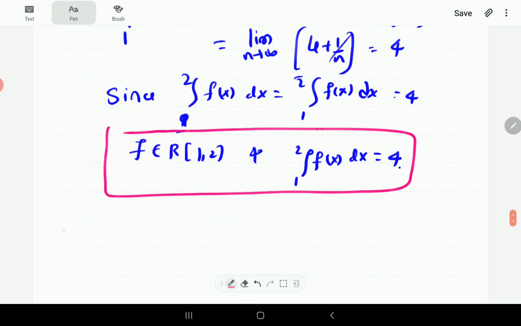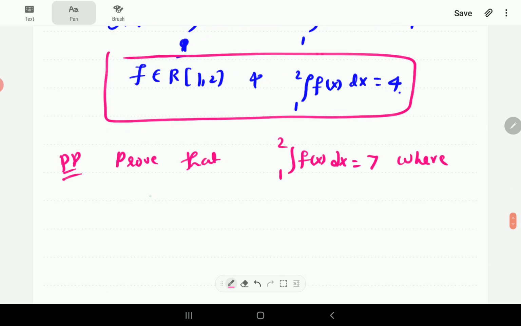Now I think I'll give you one for yourself to practice. You have to prove that the integration from 1 to 2 of f of x dx is equal to 7, where f of x is given by 2x plus 4. You can take x belonging to the closed interval 1 to 2. Just prove this is equal to 7. And put the answers in the comment, whether you're getting it, and what your upper Darboux sum and lower Darboux sum are, and we will discuss.